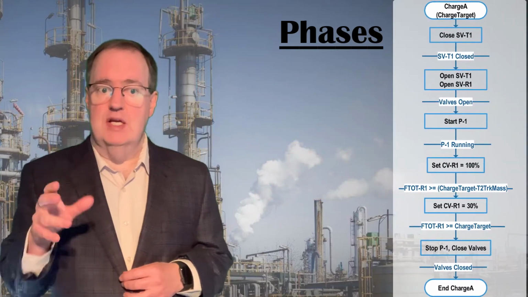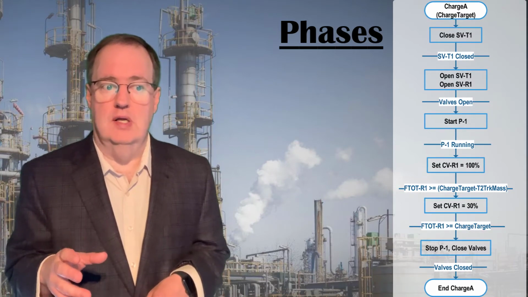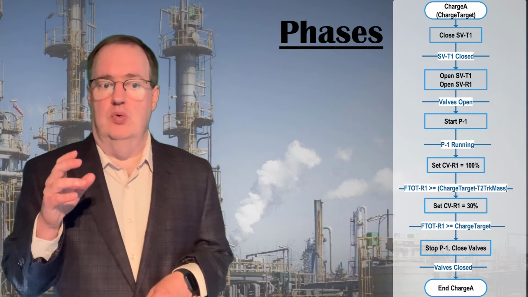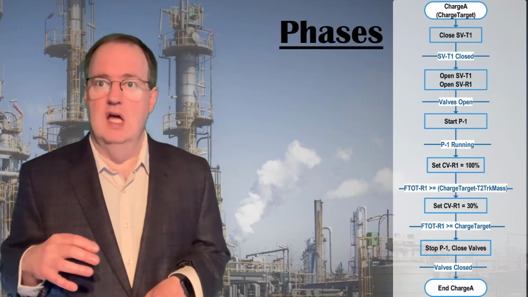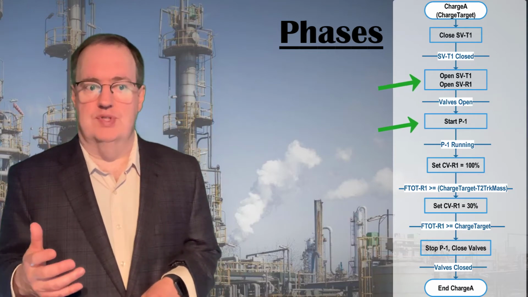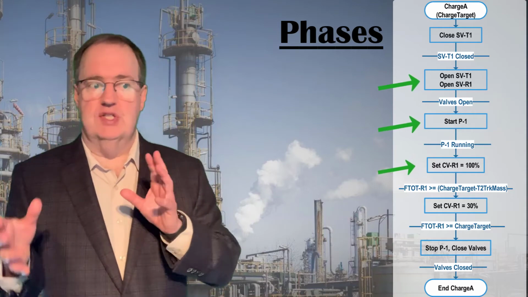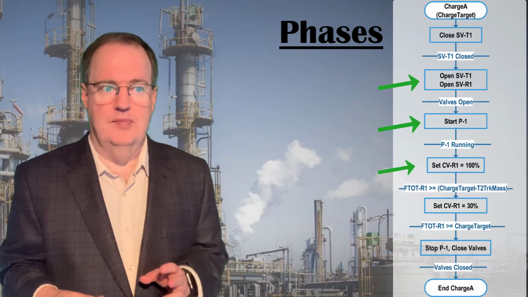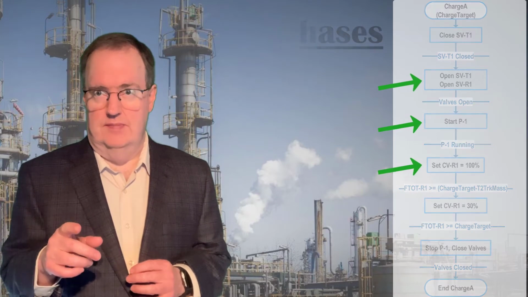Charge A is a sequence that we're going to document using a sequential function chart, but where the unit recipe sequence used phases as action commands, phases will change the state of control modules, issuing commands like open valve, start pump, switch the controller to automatic. We're going to spend all of the next video writing phases.